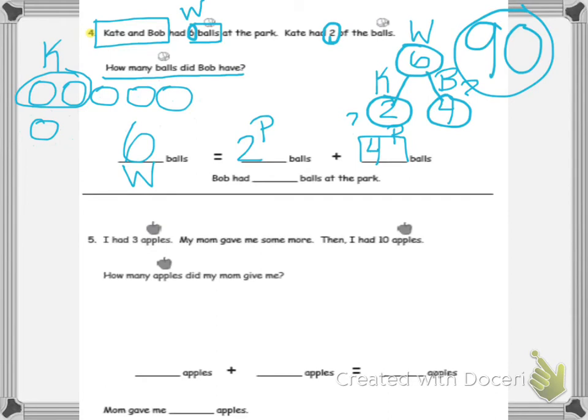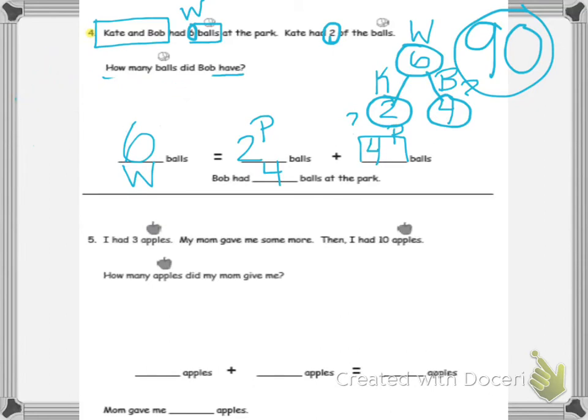So Bob had blank balls at the park. We know that Bob had 4 at the park. Remember, guys, you could have done your picture a little bit differently. Instead of drawing your whole first, you could have drawn the 2 for Kate and then counted on until you got to 6. So 2, 3, 4, 5, 6. So now you can see the 2 circles are for Kate and the 4 X's are for Bob. Remember, either way is completely fine.